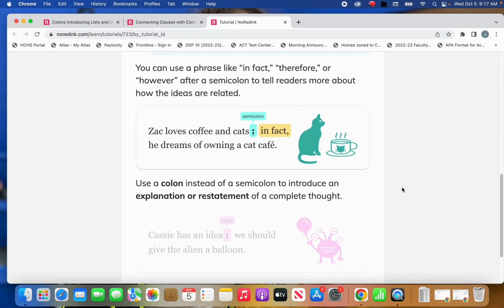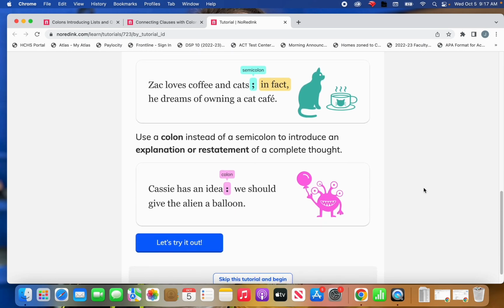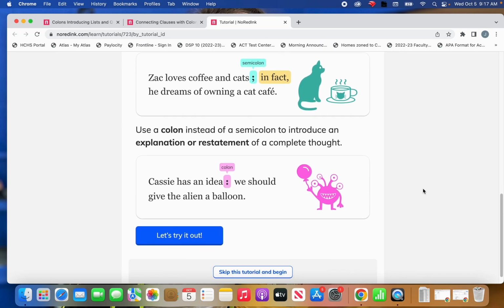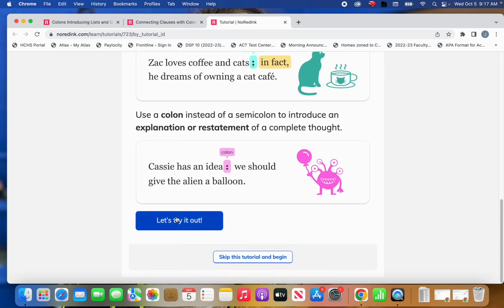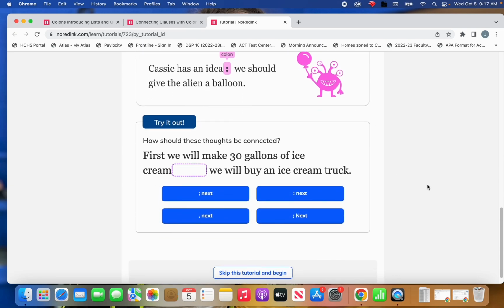So let's take a look at colons. You use a colon instead of a semicolon to introduce an explanation or a restatement of a complete thought. So, for example, Cassie has an idea: we should give the alien a balloon. This is an explanation of what her idea is, so a colon makes sense to use. So let's try it out together.